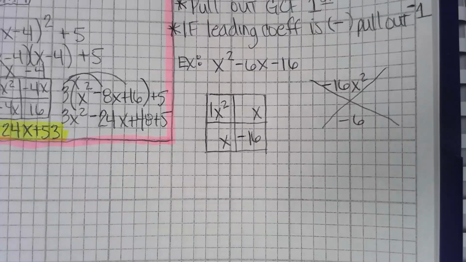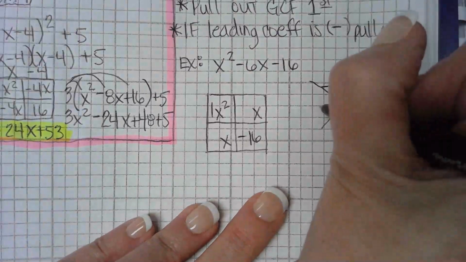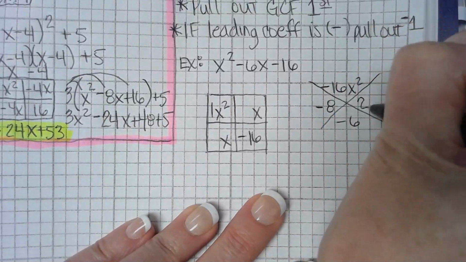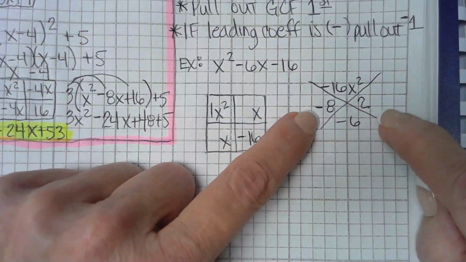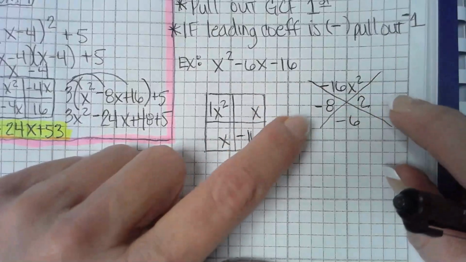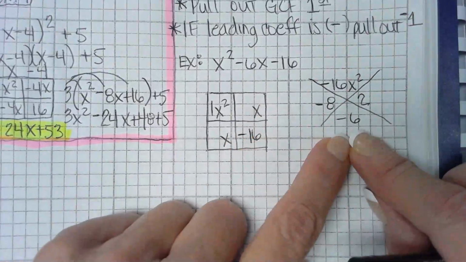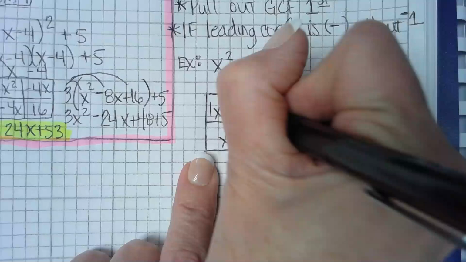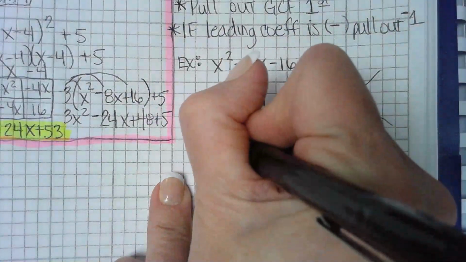But we got to have the signs on the right stuff. It's going to be a negative 8 and a positive 2. So let's think about that. When I multiply negative 8 times positive 2, I get negative 16. When I combine negative 8 and positive 2, I get negative 6. So these are my magic numbers, and they go in these other two boxes.